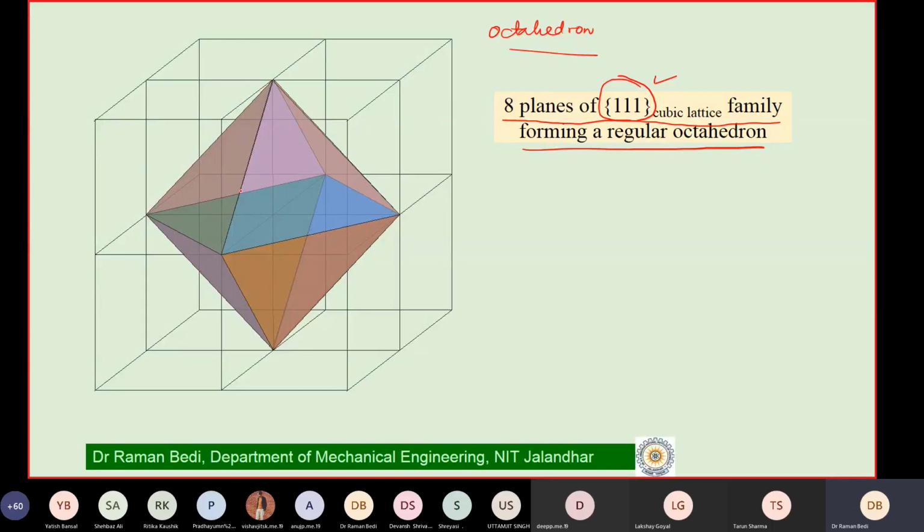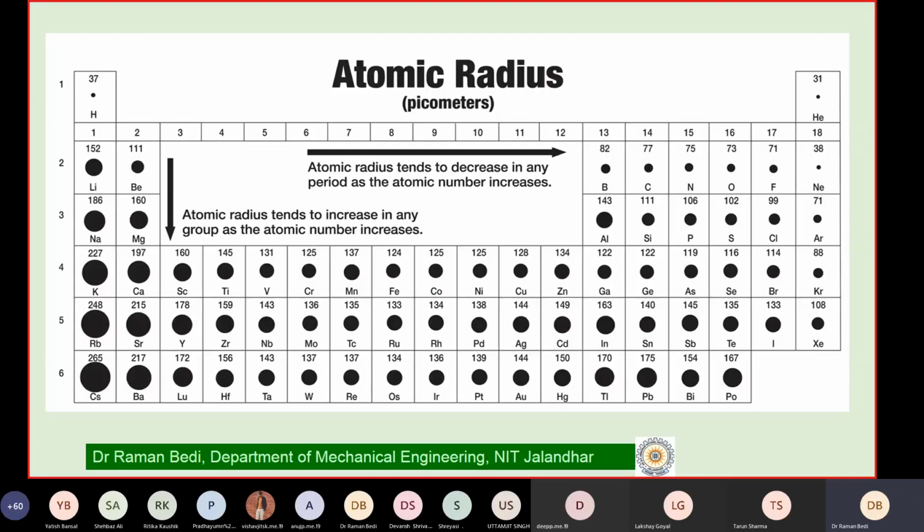So if you treat this octahedron here, you can see that almost similar thing is happening here, that you can create an octahedron by these 111 planes. The importance of it we'll learn later.